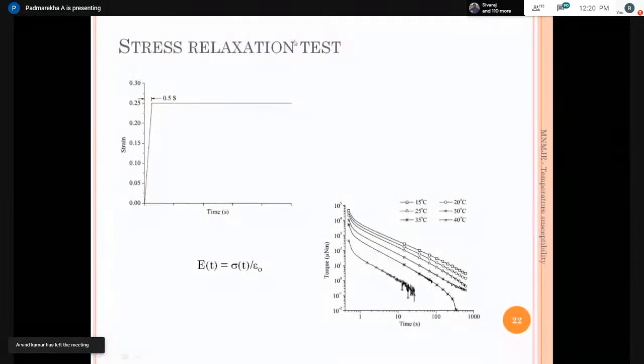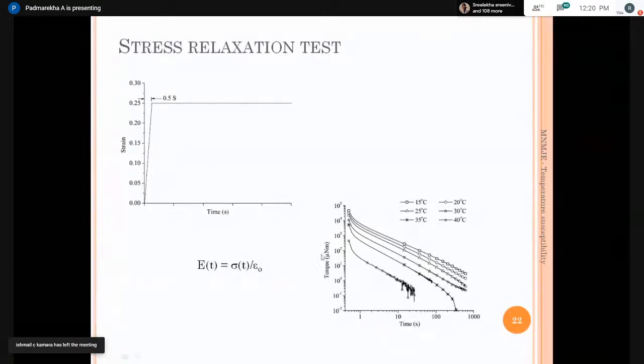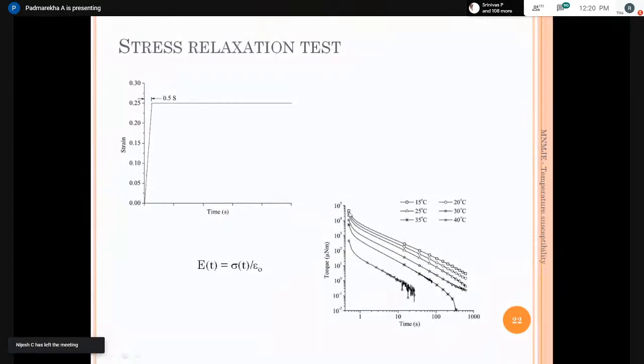In the stress relaxation test, we hold the strain: we stretch the material and hold it constant for some time. What will happen to the stress? For this viscoelastic material, the stress starts decreasing for a constant strain. If you look at the behavior at different temperatures from 15 to 40, you can see that the stress value, or the torque value, reduces as the temperature is higher. At very high temperature, you may not be able to measure a torque. You can immediately see a reduction in the torque to zero.